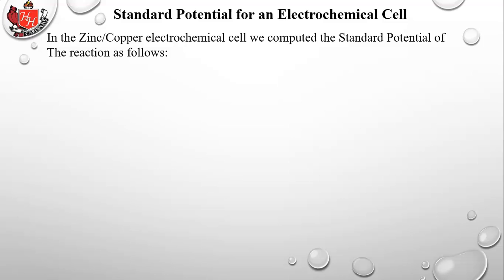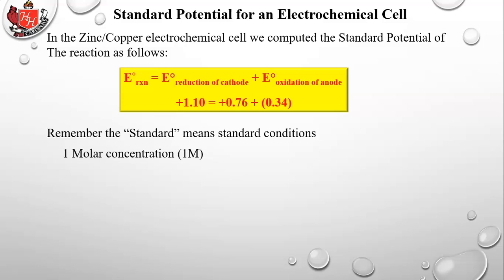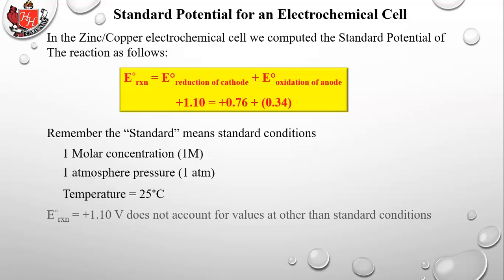In the zinc copper electrochemical cell, we computed the standard potential of the reaction as follows. Okay, so there it is. You've seen that before. Remember, standard means standard conditions. That's 1 molar concentration, 1 atmosphere of pressure if it's a gas, and generally 25 degrees centigrade or 298 Kelvin. That's not always a requirement, but it usually is. It's basically everything at room temperature, room conditions, 1 atmosphere, 25 degrees centigrade. Okay, so the E of the reaction is plus 1.10.